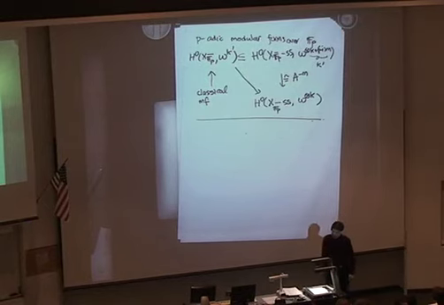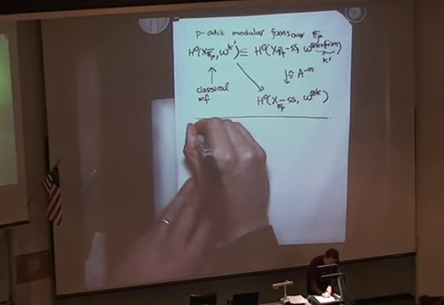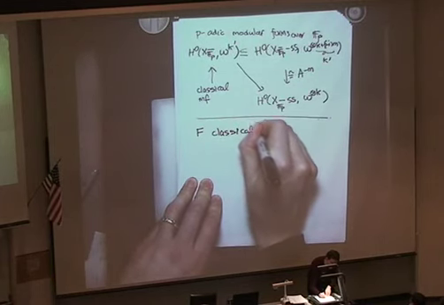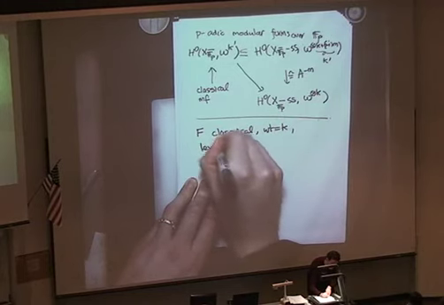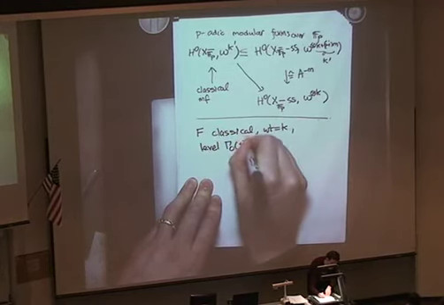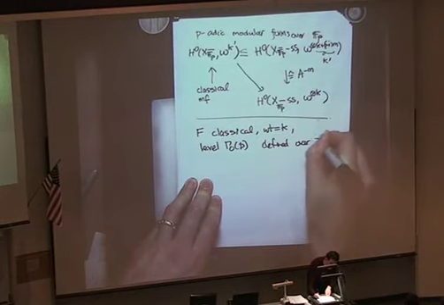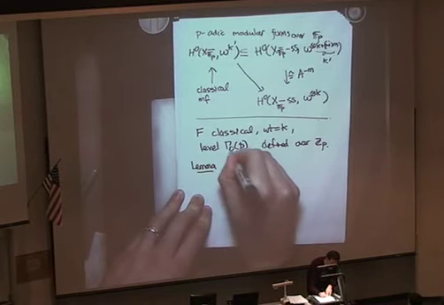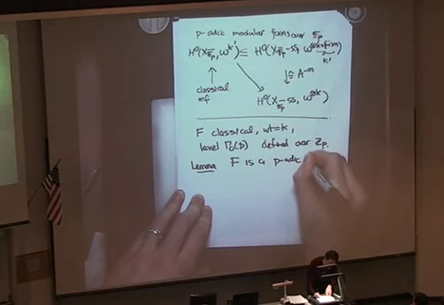Here's another example. And this is maybe even the most important example. So suppose that F is classical weight K, level gamma 0 P. And we'll just say it's also defined, say, over Z_p. So the lemma is that F is a p-adic modular form.